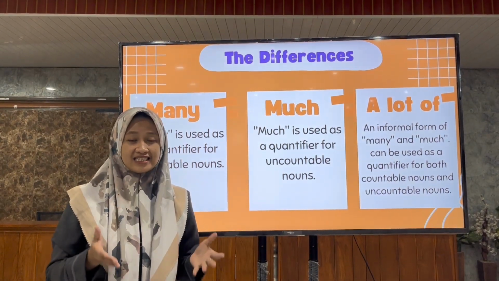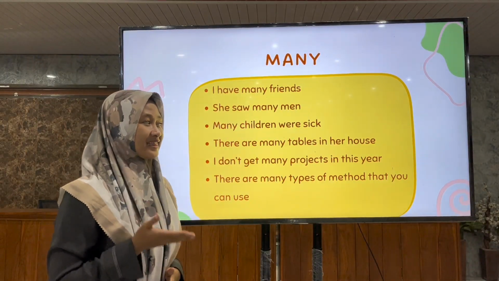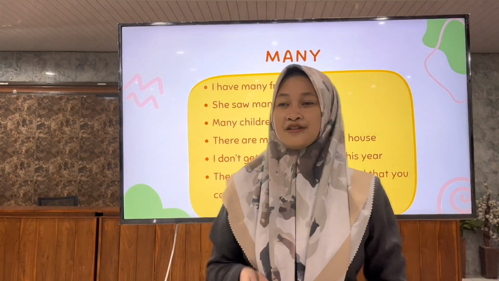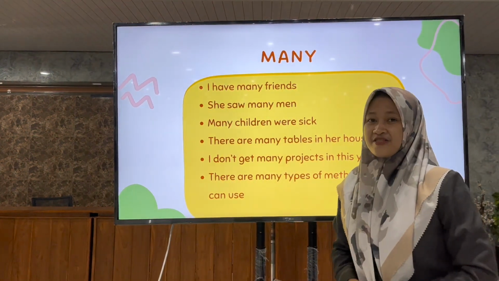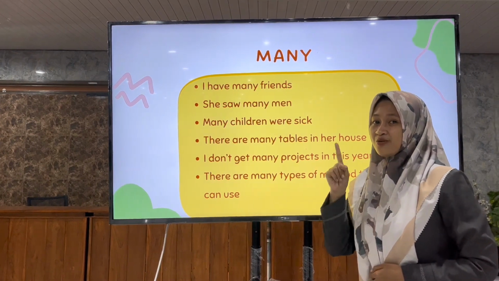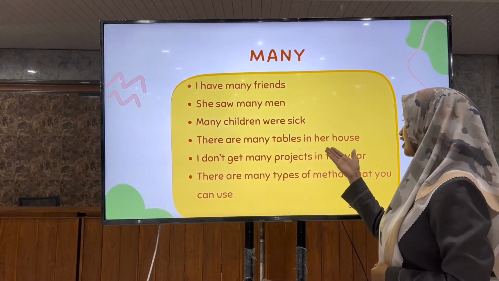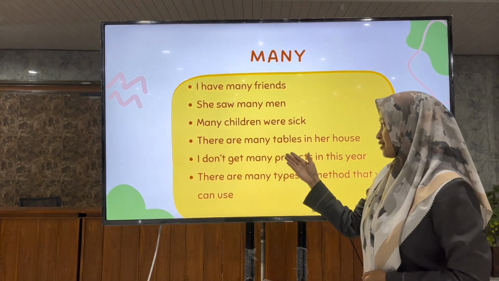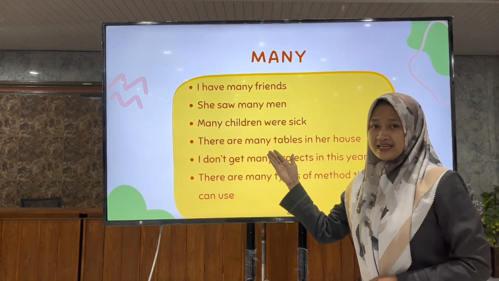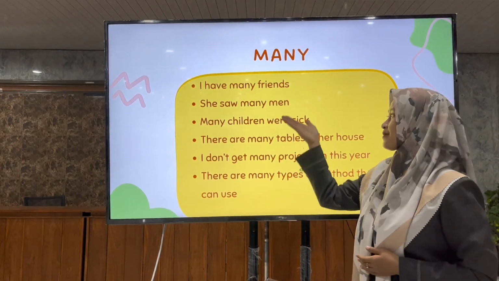Let's see an example of each. Okay everyone, let's see the example of many. There are a lot of examples here, but let's take one example. There are many tables in her house. Tables is a noun that can be counted by us. So we have to use many.